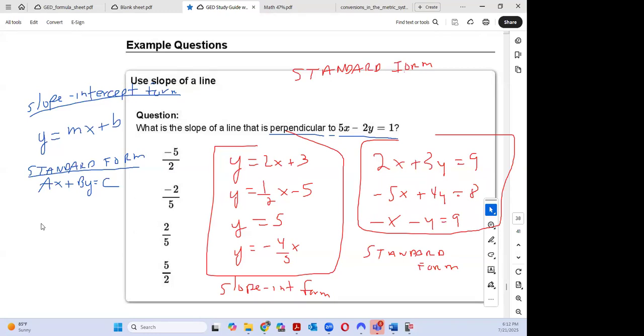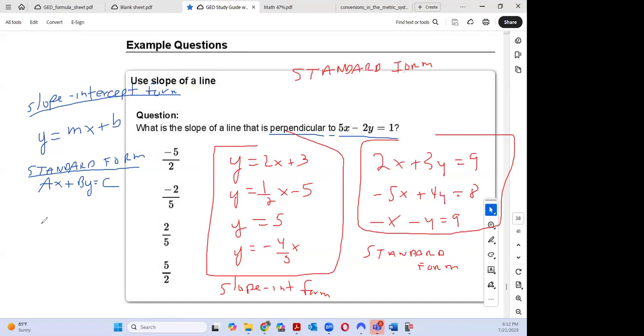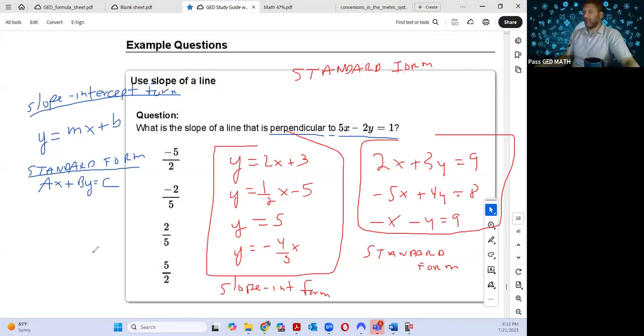So you would go to my site, you could go to Khan Academy, to your Kaplan book, whatever. But first you got to identify the form that the linear equation is in. Now, there are other forms, right? But these are the two most important ones that you need for the GED.